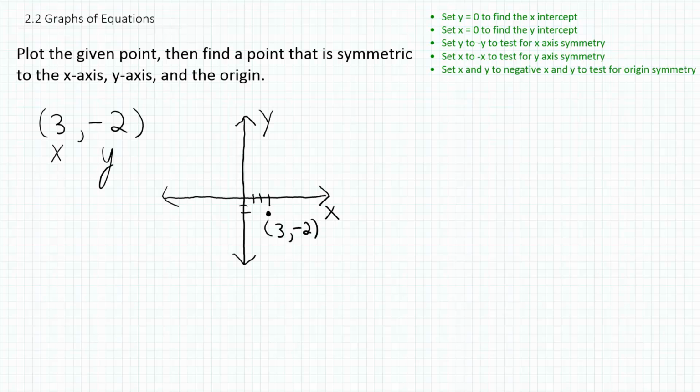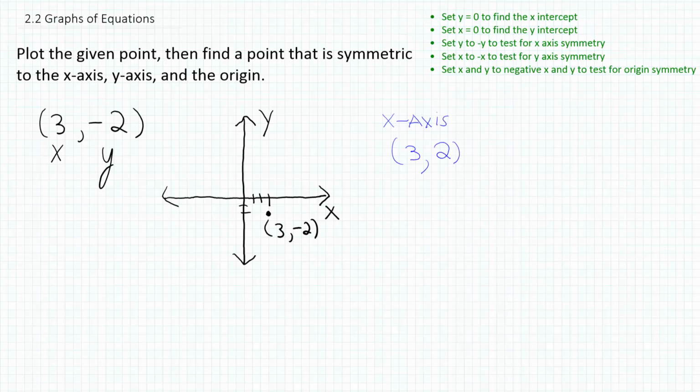Let's do the point that's symmetric to the x-axis next. So the x-axis point, we're going to do that in blue. And for the x-axis point, we're simply going to do the following. We're going to set the opposite variable to the opposite sign of what it currently is. So we're going to set the y variable to the opposite sign, and we'll keep the x variable the same. So we'll still have 3, but instead of having -2, we're going to change it to +2 now.